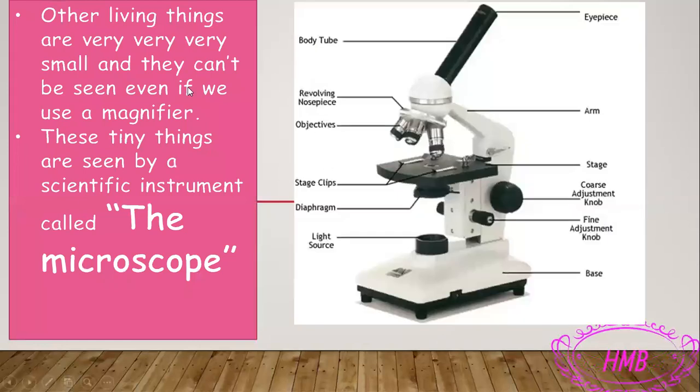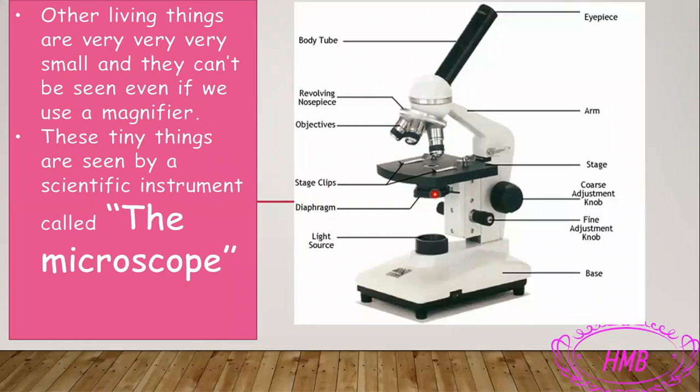This is the picture of a microscope. So this instrument, the one that you see, we call it a microscope. This instrument, this machine, we can use it to see the tiny things. But what are these tiny things? For example, they can be bacteria. I can use a microscope to see bacteria. I can use a microscope to see, for example, my blood cells.